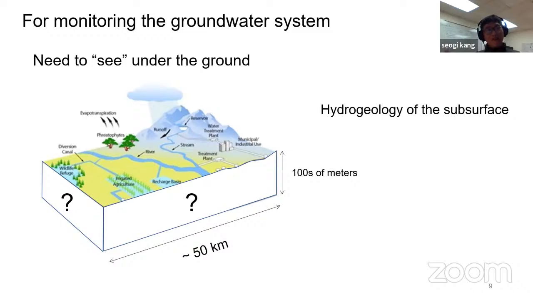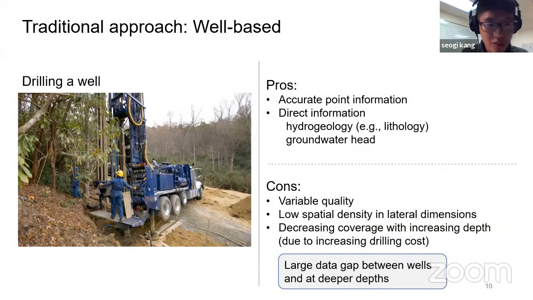It's challenging, but the question is, what is the traditional approach for these challenging tasks of monitoring and imaging the subsurface? It is the well-based approach, basically drilling a well. As you can imagine, you literally drill a well, and what it can provide is very accurate point information. It can also provide direct information about the hydrogeology or lithology for imaging, and it can also provide the groundwater head or groundwater level, which is the elevation of the groundwater.